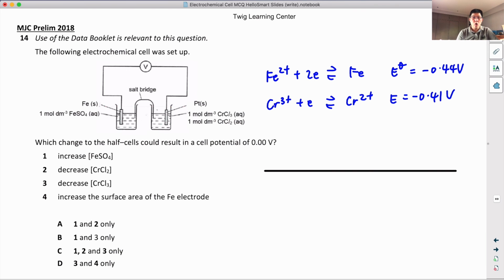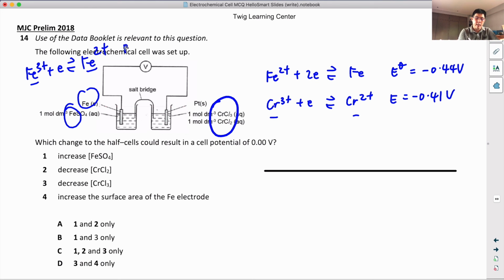Let's try question 14. There are 2 half cells over here. This half cell is made up of chromium 2+ and chromium 3+. The other half cell is made up of iron and iron 2+, which is the one that I've written down. One of the common mistakes students might make is they'll probably use this equation because they're more familiar with it, but this is definitely wrong. You can only use this equation if the solution has Fe3+ and Fe2+ and the electrode is platinum. In this case the electrode is iron, so you have to use the equation that I've written down over here.